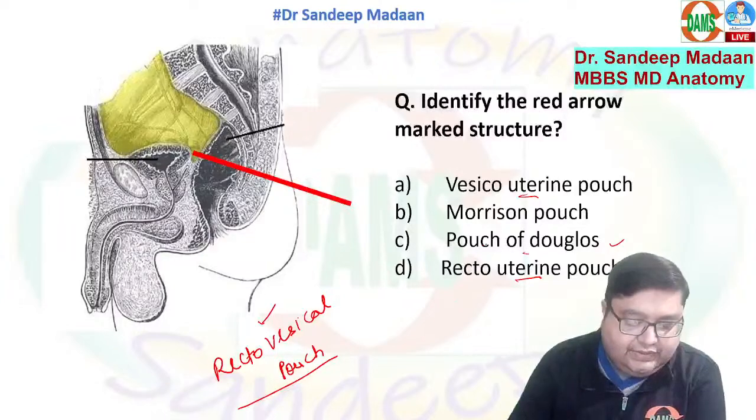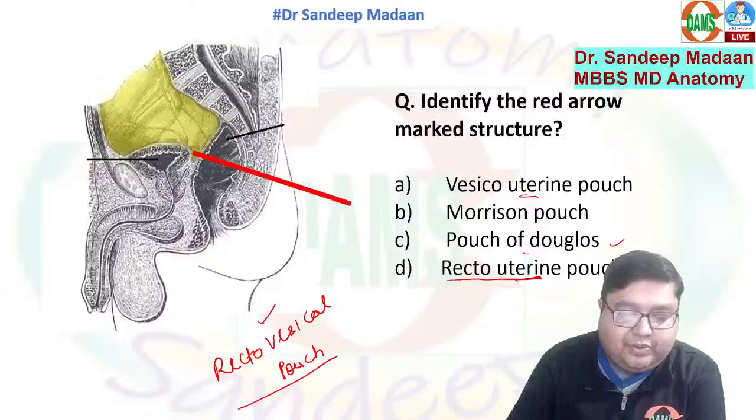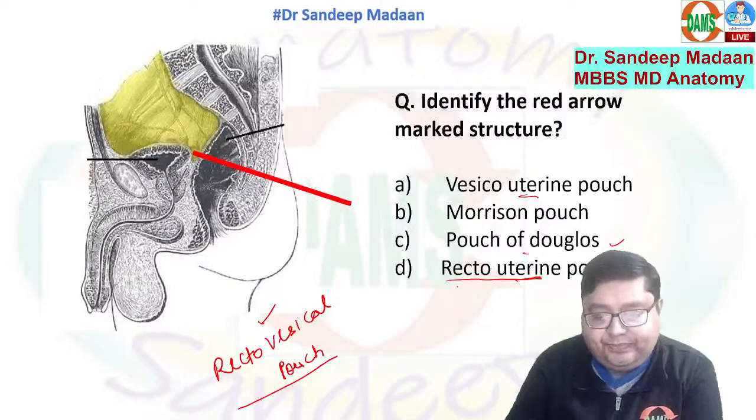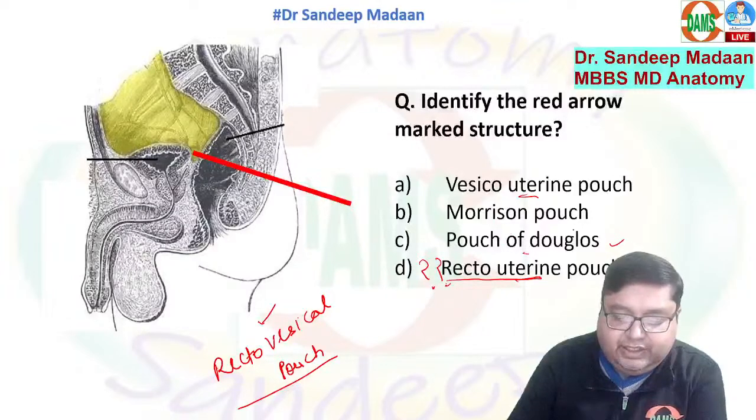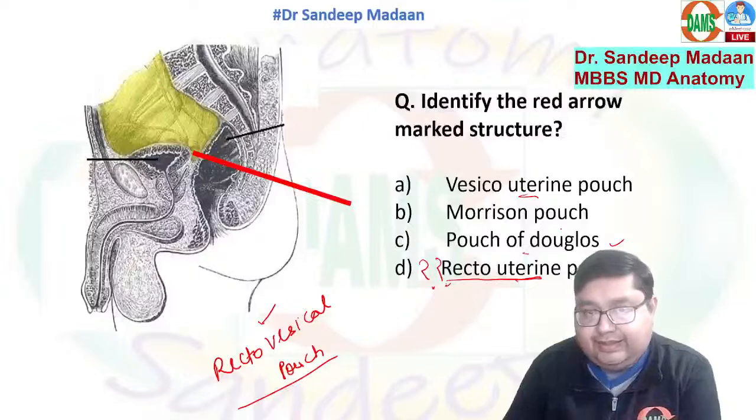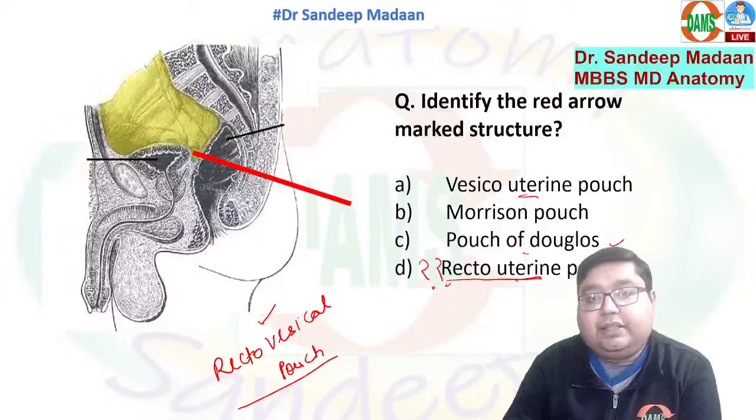And in that case, D choice will not be there. D choice will be something else because the pouch of Douglas and rectouterine pouch are the same. So I believe D choice will be something else. And if at all these choices were given, then we can take the pouch of Douglas because it is not exactly the same thing, but it is the counterpart.